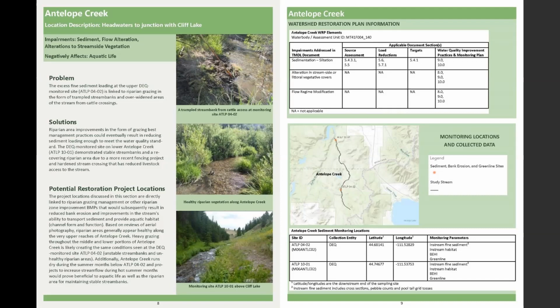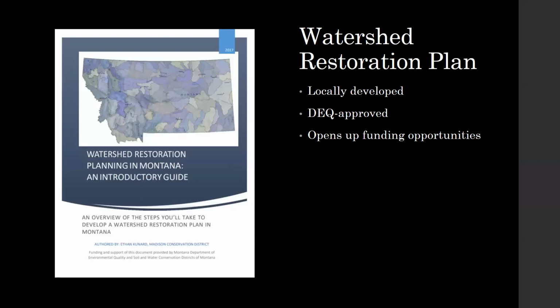But this table directs the user to specific locations within the TMDL document itself to gather information for that WRP, or watershed restoration plan. I know that the Madison Conservation District has already begun work on a watershed restoration plan and has made quite a bit of progress on that. So it's a locally developed plan that is DEQ approved. And once you have a DEQ approved plan, this opens up additional funding opportunities specifically from DEQ. And a watershed restoration plan provides information on restoration objectives and priorities.